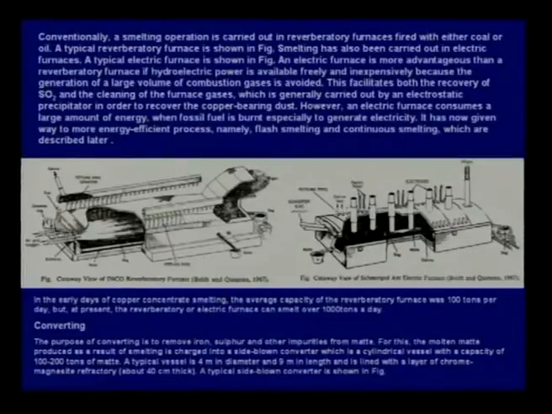So, this is the step where you produce a matte from the roasted material. A matte, as I said, is a mixture of sulphides. This matte will go for converting.